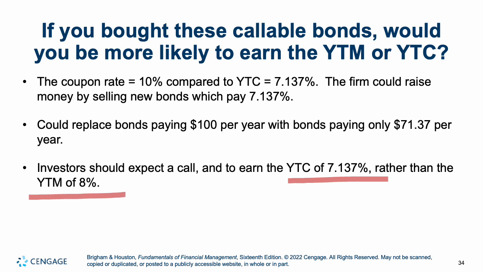So since they can replace these bonds with ones that will pay less of a coupon rate, it's going to save them money, and as a consequence, investors should expect the yield to call. So if a bond is callable, there is a good chance your bond does get called back before its maturity expires.